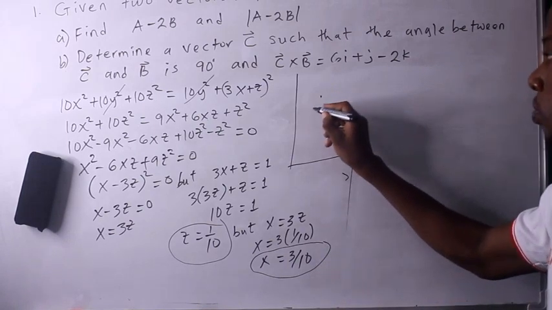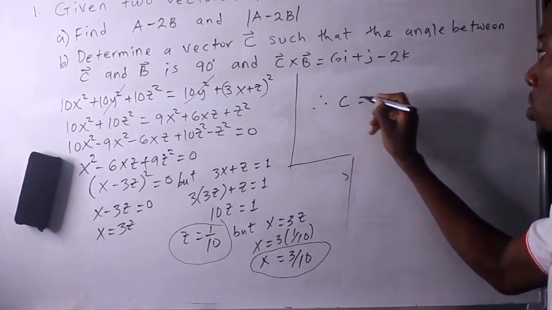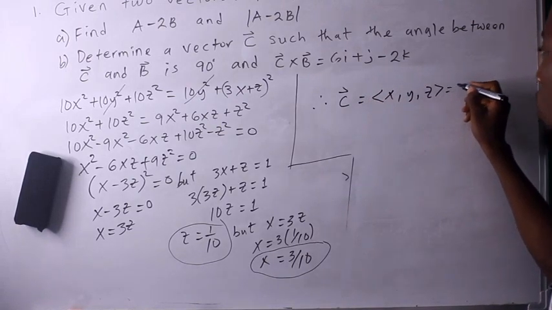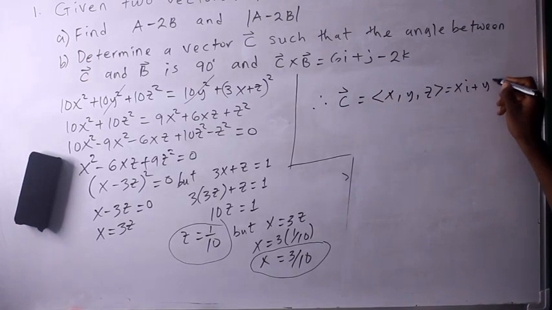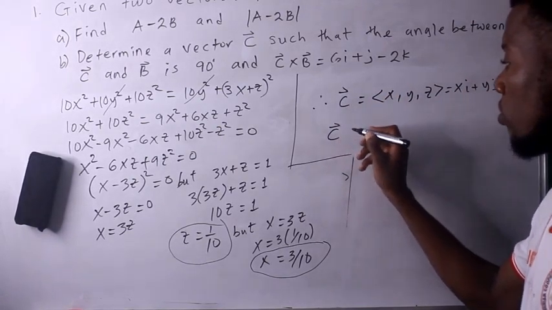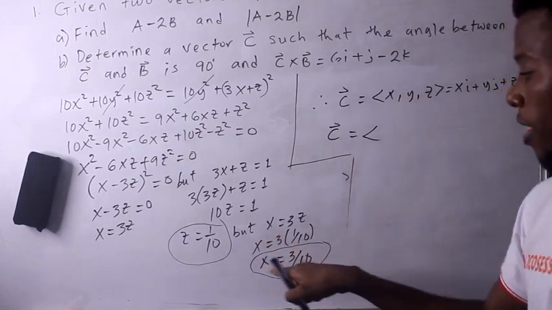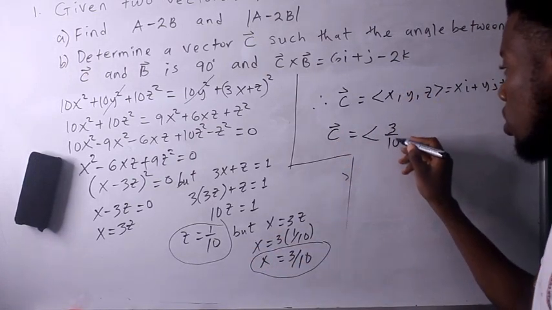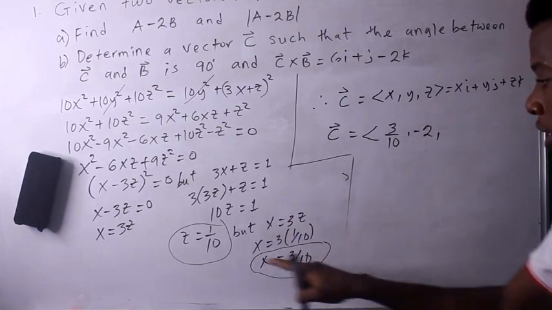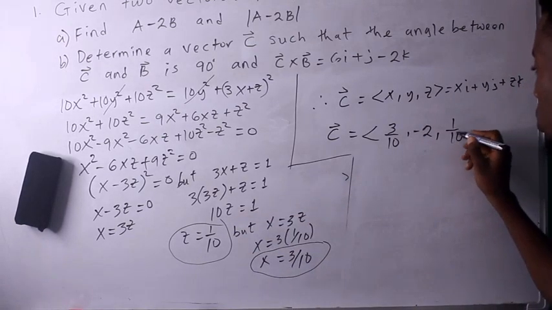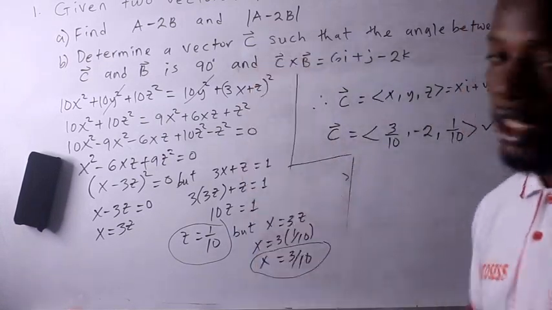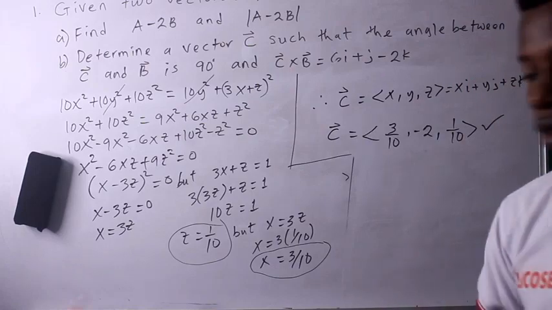So therefore, we said vector c is equal to x, y, and z, or xi plus yj plus zk. So vector c will be, what is x? x is 3 over 10. What is y? y is negative 2. And z is 1 over 10. This, ladies and gentlemen, is the vector c that we were told to determine.